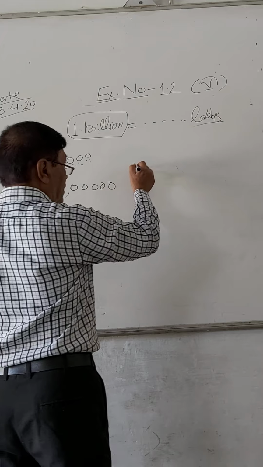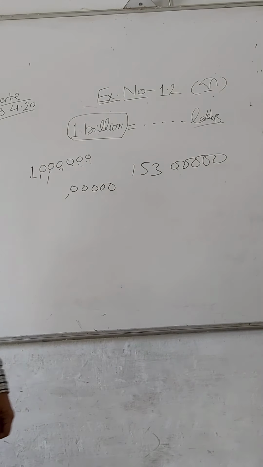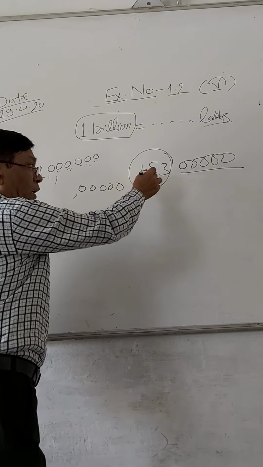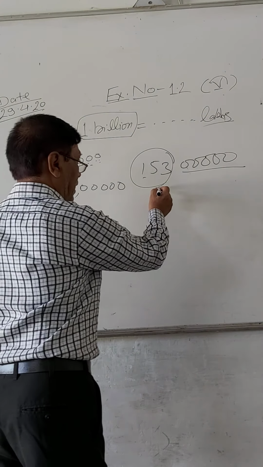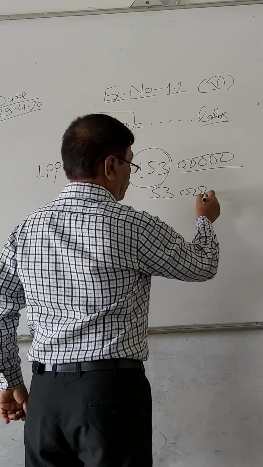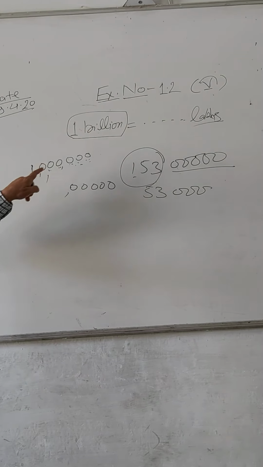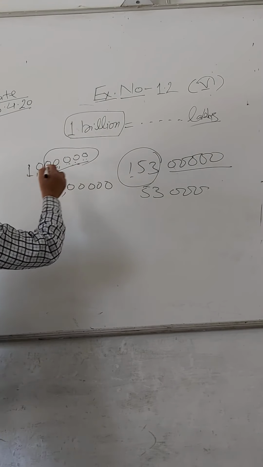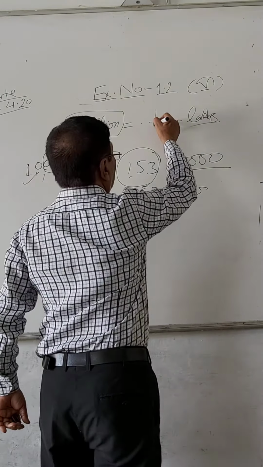Suppose 1, 5, 3, 1, 2, 3, 4, 5 is written. So, how many lakhs is this? After the 5 zeros, whatever number is coming, 153 lakhs. This is what you can write, 153 lakhs. Or suppose it is 50, 1, 2, 3. So after the 5 digits, whatever digits come, now you have to convert this number into lakhs. After that, this number 10 is here. So 1 billion is equal to 10 lakhs. So here you will put 10 lakhs.